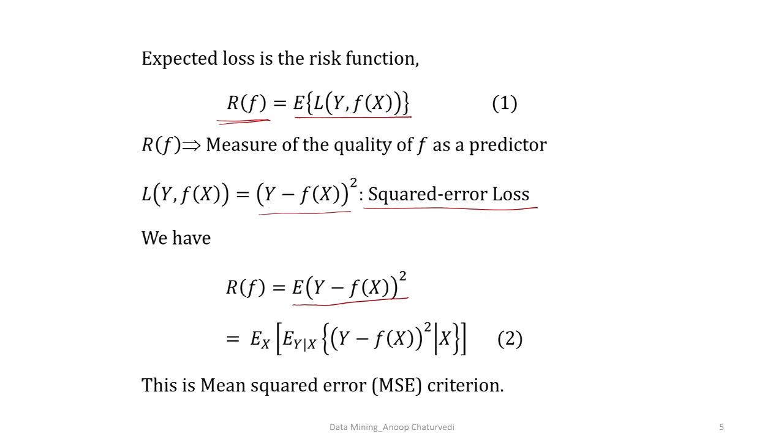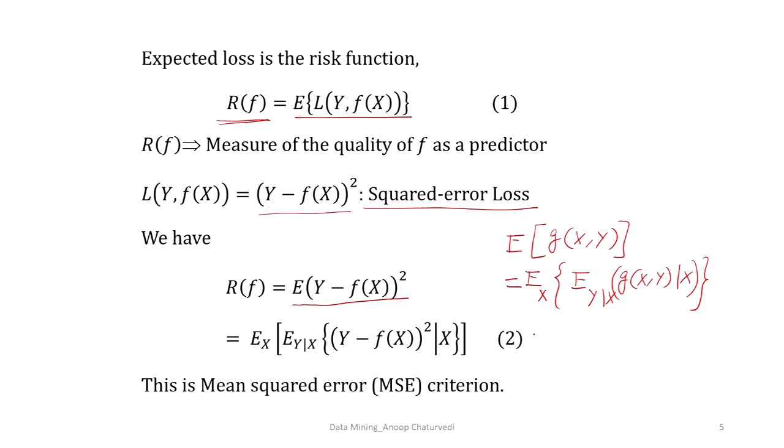Now, we write this expectation in the form expectation over x, expectation y given x, y minus f x whole square given x. Actually, here we are using the result that expectation of a function say g x y, this expectation is over both x and y, can be written as, say first we take the conditional expectation y given x, g x y given x, and then we take the expectation over x, the unconditional expectation over x. So, we can write Rf in the form expectation x, expectation y given x, y minus f x whole square given x. Now, this is actually mean squared error criterion.